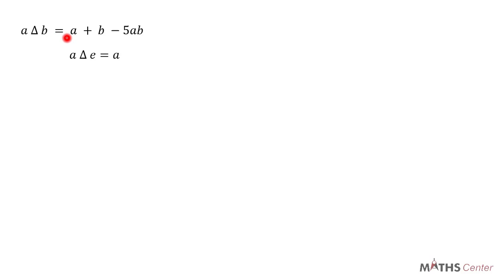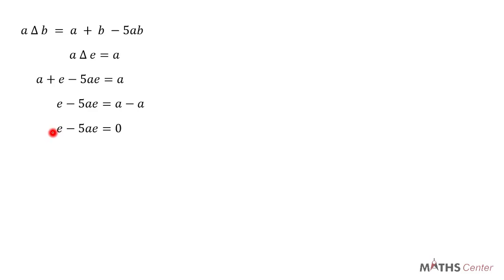The definition of the binary operation is A delta B is equal to A plus B minus 5AB. So A delta E will give us A plus E minus 5AE, and this is equal to A, as we can see from the equation here. Let's find E. I'll send A to the right hand side. When I do that, I'm going to have E minus 5AE is equal to A minus A. A minus A gives us 0.